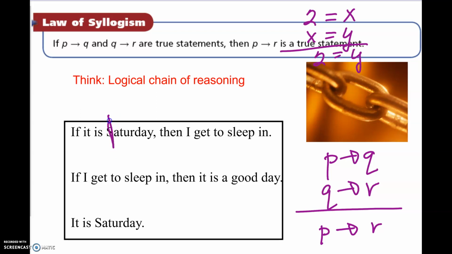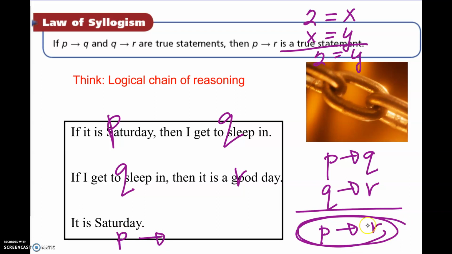So if it is Saturday, that's new, so that's P, then I get to sleep in, Q. If I get to sleep in, that's the same piece of information, so that's Q. Then it is a good day, that's new, so that's R. So now we're saying it is Saturday, so P, what would that imply? Well, that's going to imply R, so we can now conclude it is a good day. So that is using the law of syllogism.